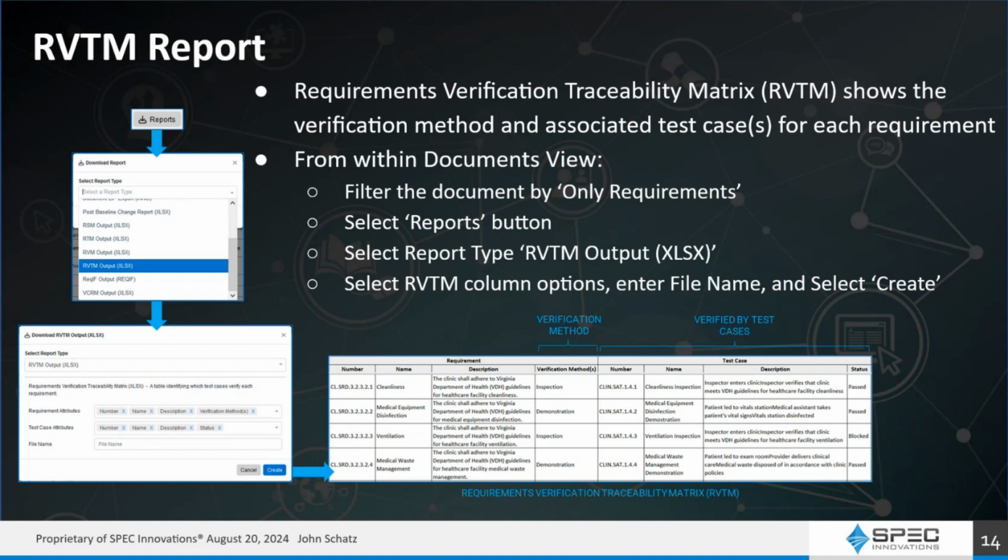This one shows the verification method and the associated test cases for each requirement. You also get to this from within the documents view. And once again, you can select any attributes you want within the test case. So here for the test case, you've got number, name, description, and status. If you wanted to put in an expected value and an actual value, you could do that, and it would show up in your table. If you didn't want to have the verification method here, you could take that out. So it's configurable for any fields within requirement and test case.